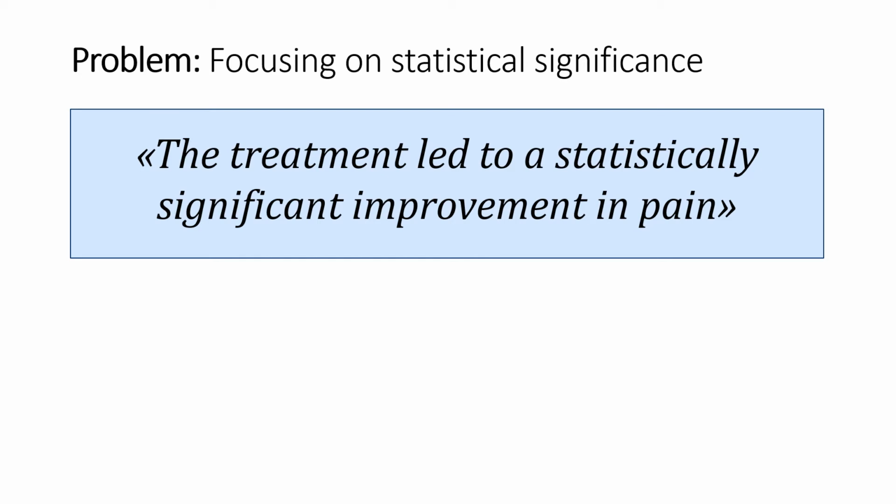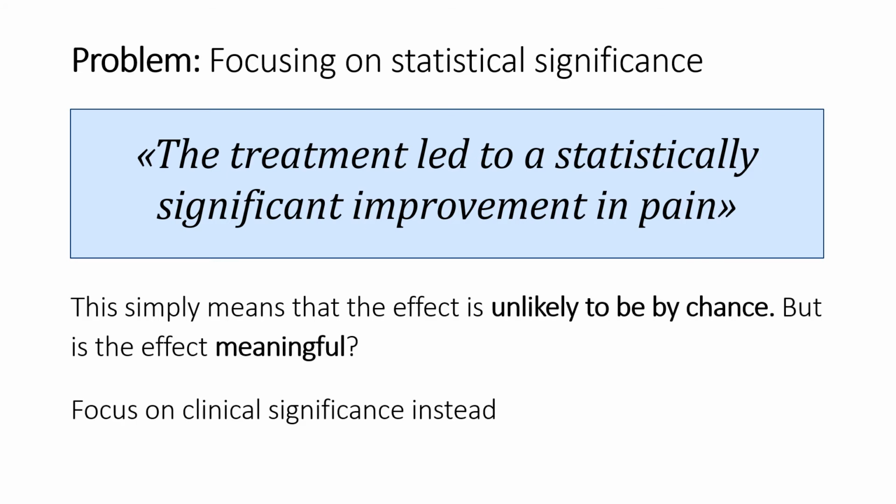Another problem is a focus on statistical significance. Here's a type of sentence that we still see quite often: the treatment led to a statistically significant improvement in pain. That simply means that the effect is unlikely to be by chance. It doesn't actually tell you whether that improvement in pain was clinically significant. So forget about statistical significance when you're presenting the results of the review and focus on the significance of this result to the patient instead.